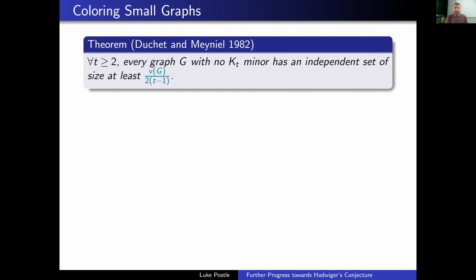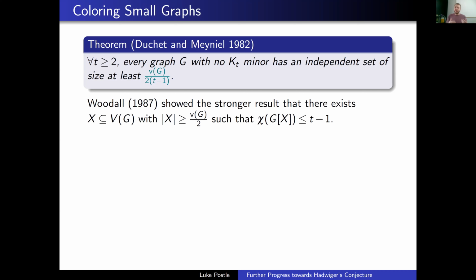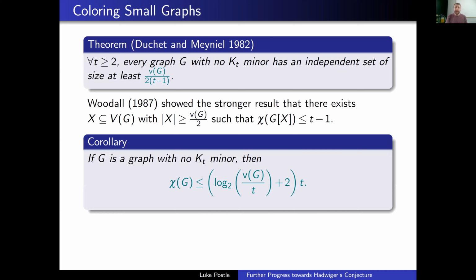So kind of a linear independent set version of Hadwiger's. Woodall had extended that to show that actually you can even just get a subset of half the vertices with chromatic number at most t minus 1. You can just iterate those results to get a very nice bound on the chromatic number for small graphs. So here we're talking very small, like t polylog t size. But if you put that into here, you get t log t type chromatic number. So just by pulling out independent sets, we can very greedily color very small graphs.